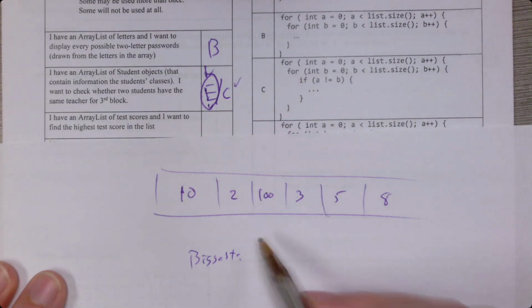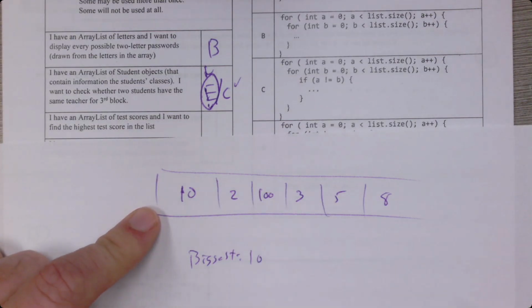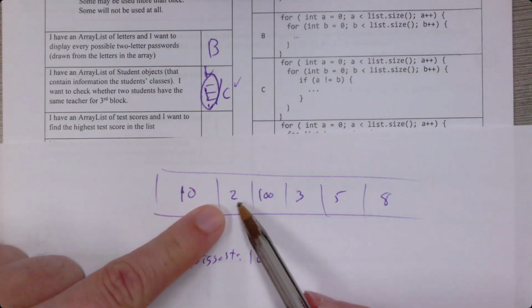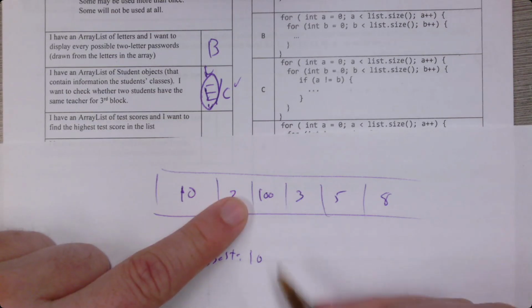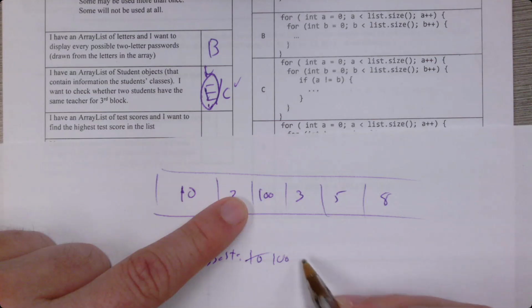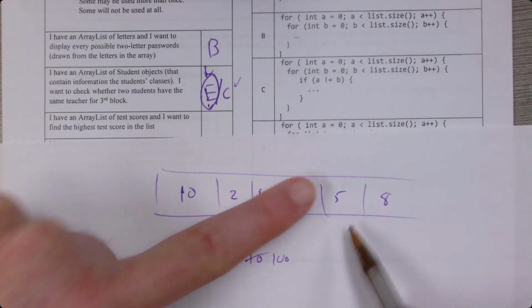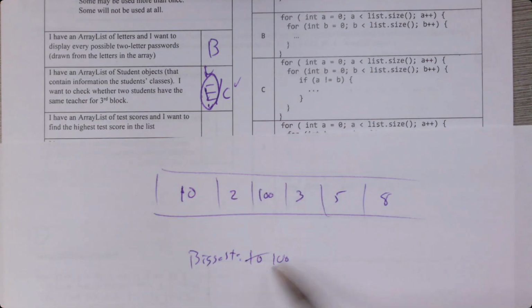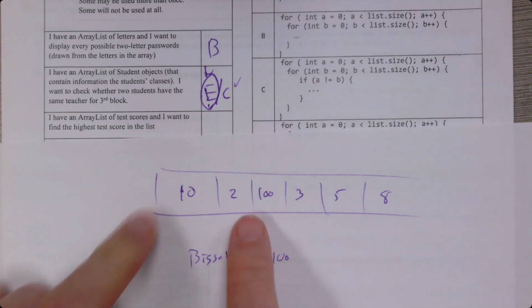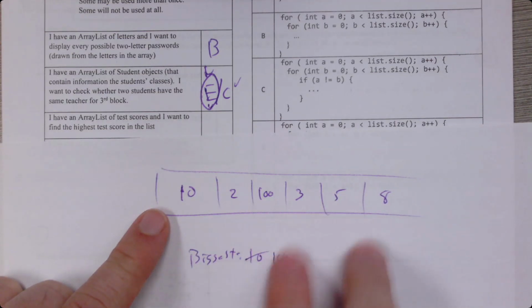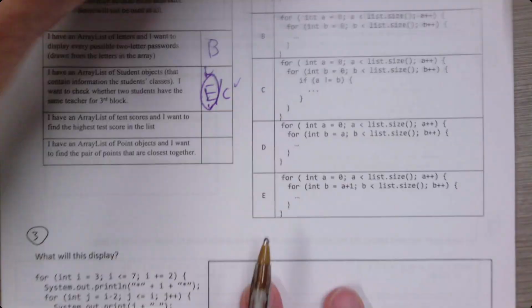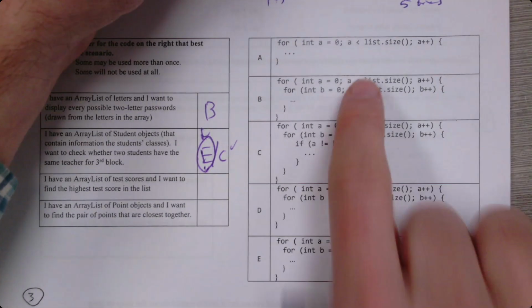So initially I'll say my biggest is 10, and then I'll say, oh, let's compare 2 to 10. Nope, it's not bigger. Let's compare 100 to 10. Oh, it is bigger. Let's compare 3 to 100. Let's compare 5 to 100. Let's compare 8 to 100. So I only need to visit every score once. I don't need to check all the scores against all the other scores. So the only pattern here that matches that would be A.